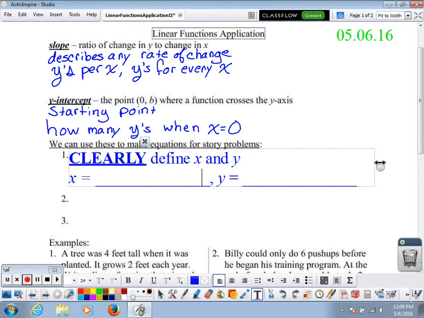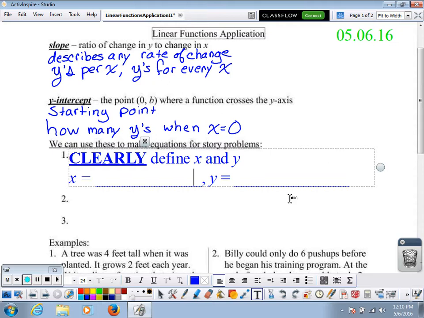We need to say exactly what those are. We cannot be unclear. We cannot be ambiguous about this. We need to be very, very clear about what x and y mean. We can't just say x equals time and y equals money. Well, x could equal time working and y could equal money earned, or x could equal time renting a boat, and y could be money spent on that boat. So it could be either way. It could be money that you're bringing in or money that you're losing. We need to be very, very clear about what it is.